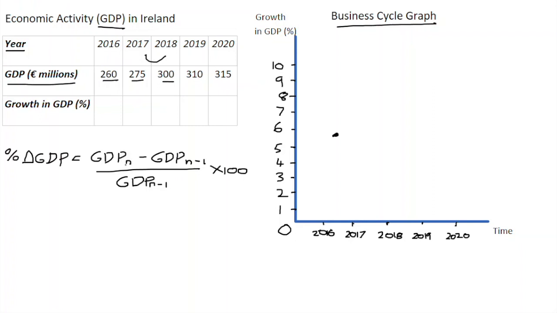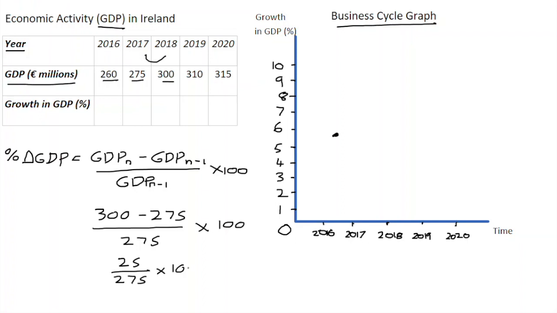present GDP in year N is 300 minus the previous year, or N minus 1, is now 275. So 275 over here, all divided by GDP in the previous year, N minus 1, which is 275, and all of this is multiplied by 100. So 300 minus 275 gives us 25 all over our 275 below, and still multiplied by 100.